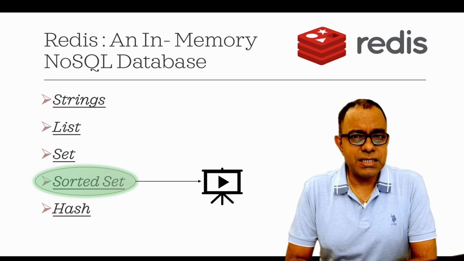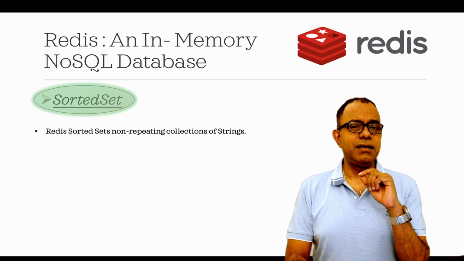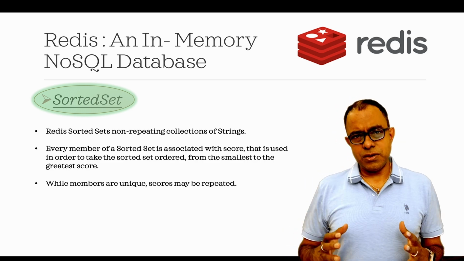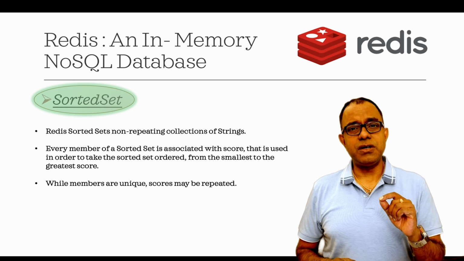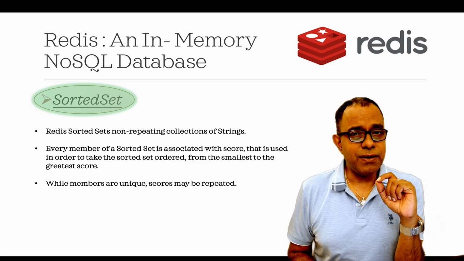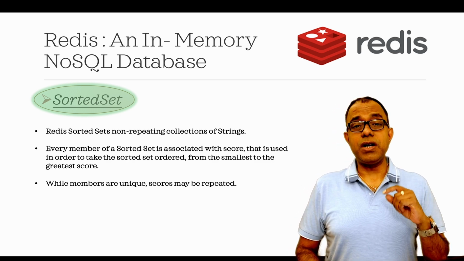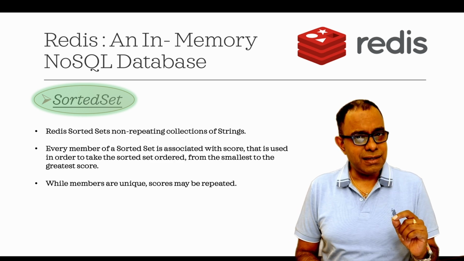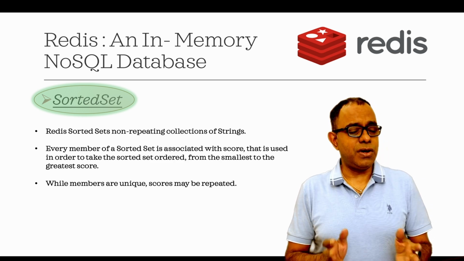As the name suggests, sorted set is very similar to set. What sorted set does is that it is sorted based on a score, and the score is not calculated automatically. The score is what you provide. And just like set, you can add the data and do all the operations.